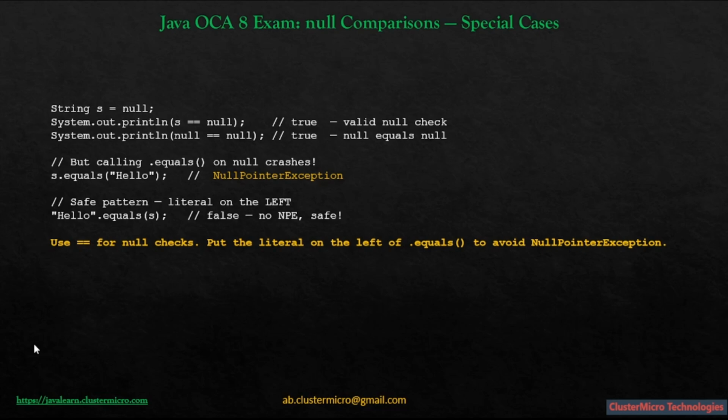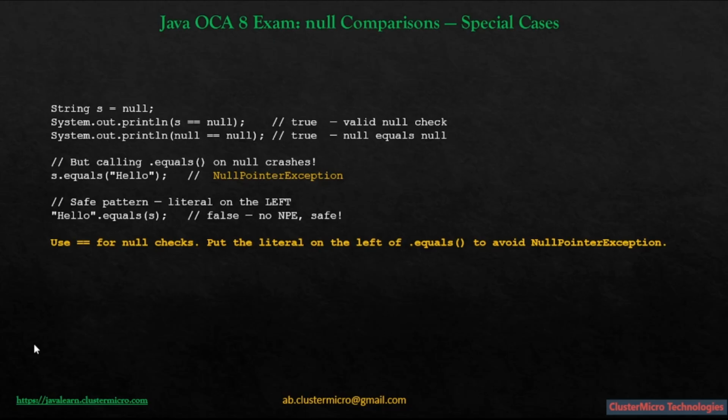However, calling dot equals on a null reference is very dangerous. If you write s.equals("hello") and s is null, then Java will throw a NullPointerException because there is no object on which the method can be executed.